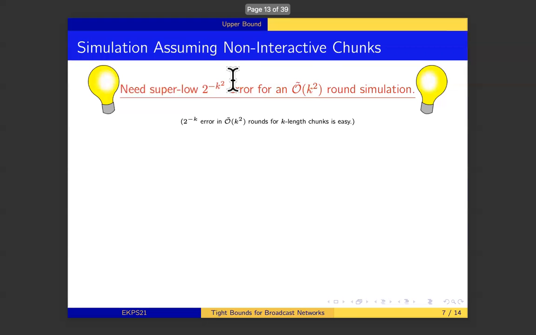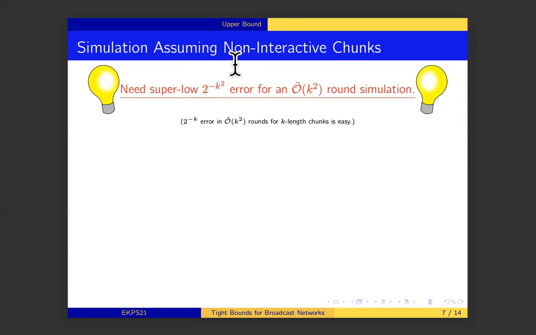Because even if the error was slightly larger, even if you change the polynomial inside the exponent from 2 to the minus k squared to 2 to the minus k, then the task becomes easy. You simply repeat each of the k rounds of the original protocol k times. Then you can say that except with probability 2 to the minus k, the majority is correct, and you can union bound over everything. Everything works out, and you get 2 to the minus k error in k squared rounds just by repetition. 2 to the minus k is easy. 2 to the minus k squared is what we are going for.